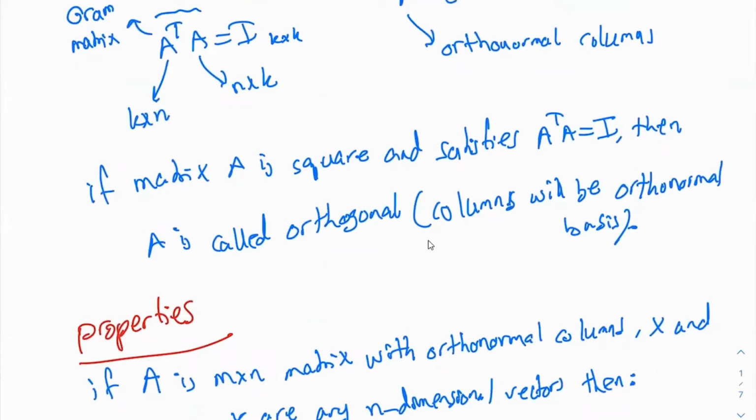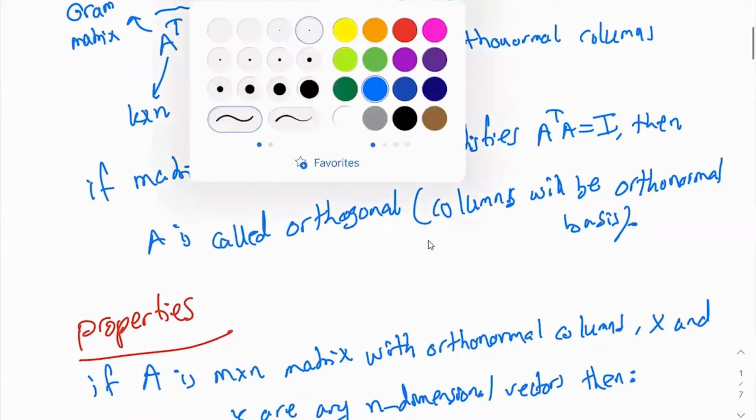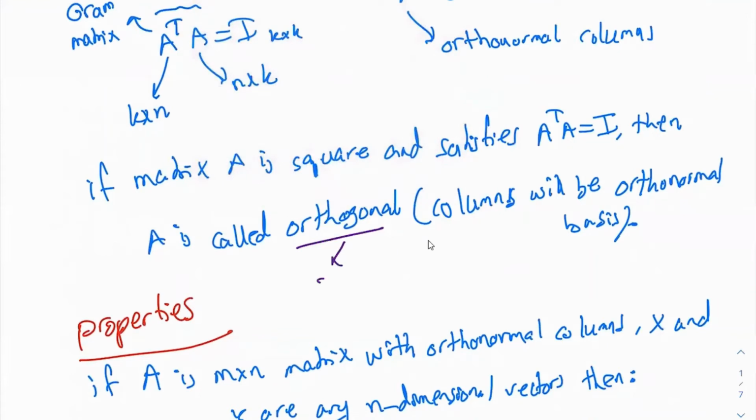So orthogonal matrices must be square, this is very important. They must be square, and then A transpose A should be identity, or they should have orthonormal columns. If the matrix A is not square, no problem. Again, A transpose A is equal to identity if it has orthonormal columns, but then it is not called an orthogonal matrix. So remember, the first observation is that orthogonal matrices should be square.